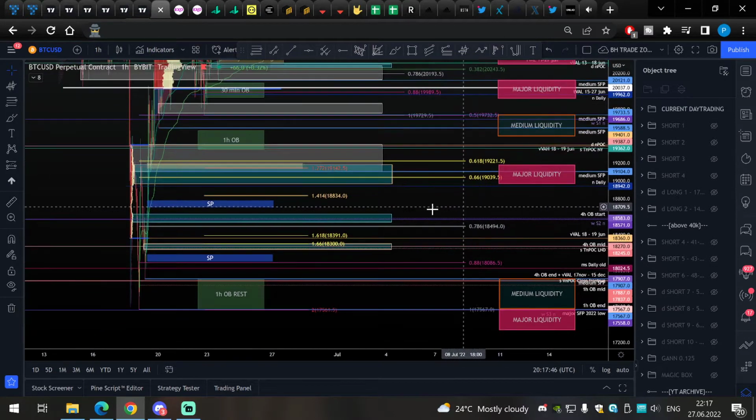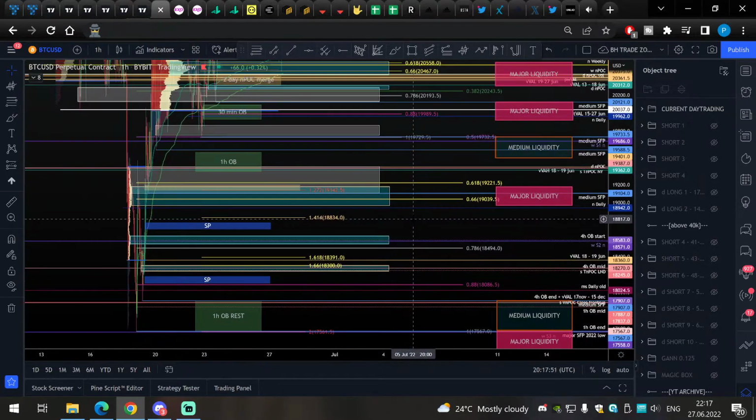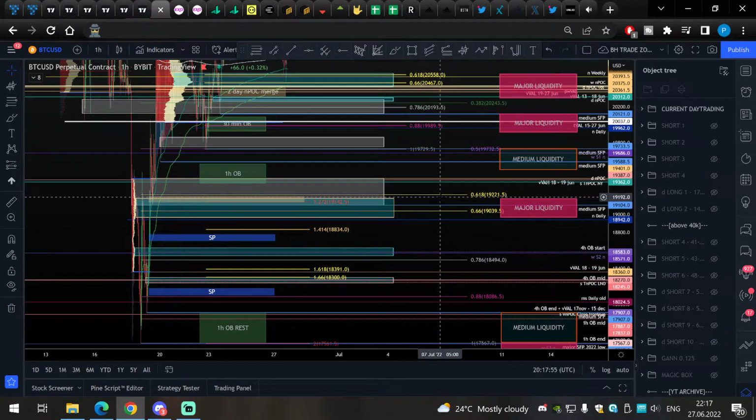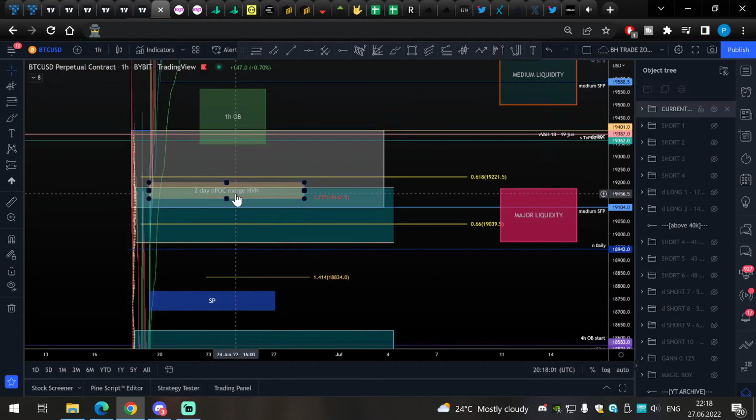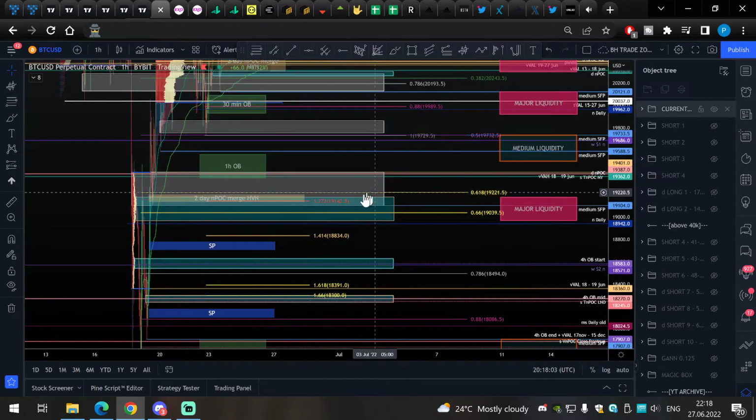You see inefficiencies here, single prints are here. So not so many levels down there, and I like this golden zone as well. Here it's inside a strong high volume node. What else do we have here? Today's naked POC merges with a high volume node. So this is really another decent area of the market structure, and it can be front run for the scalp. So good levels on the way to the downside.